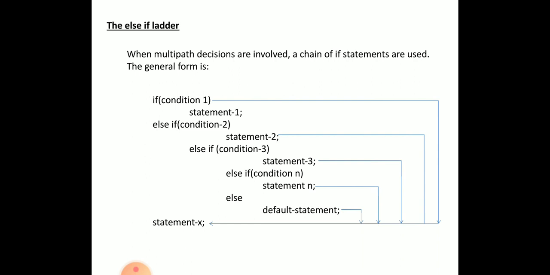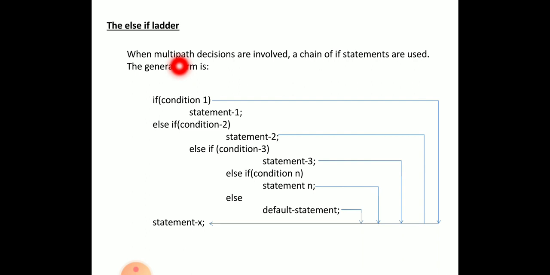If the first condition becomes false, it executes the default statements. The flow of execution will be transferred to the default statement and then to statement X. In either case, statement X will be executed because it is given outside all the if else statements.